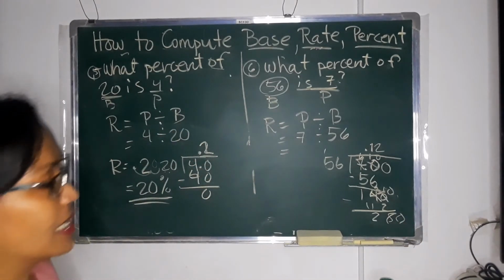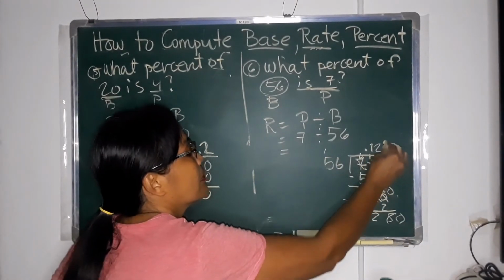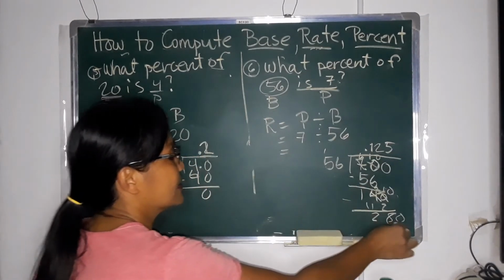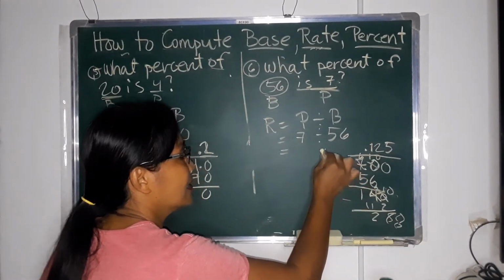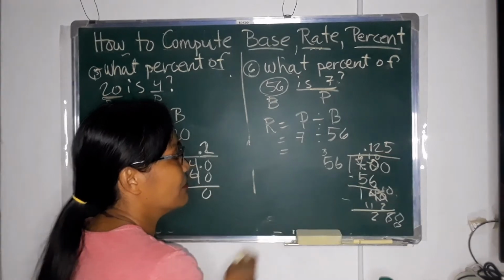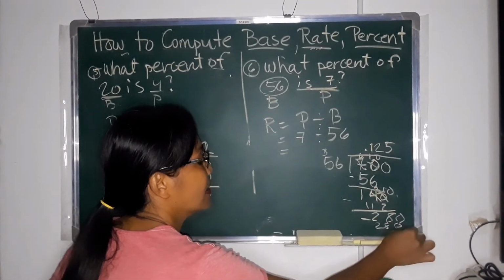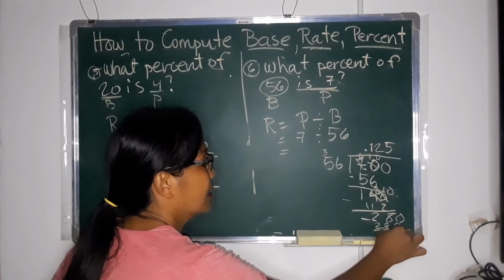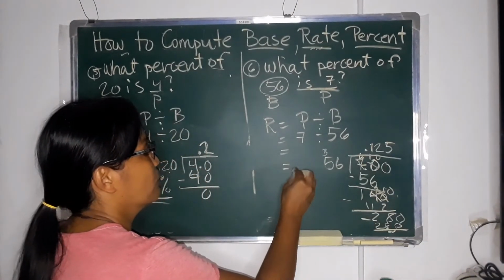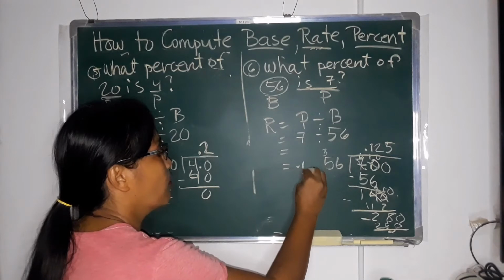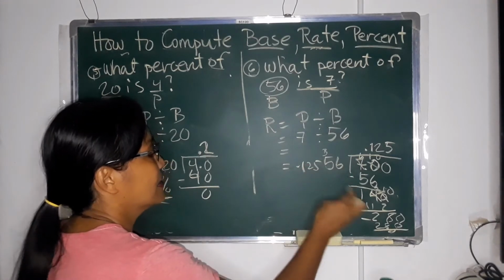Next, let's try 5. 5 times 6, 30. Carry 3. 5 times 5, 25. Plus 3, 28. So, meron na tayong 0 answer. Therefore, we have 0.125.